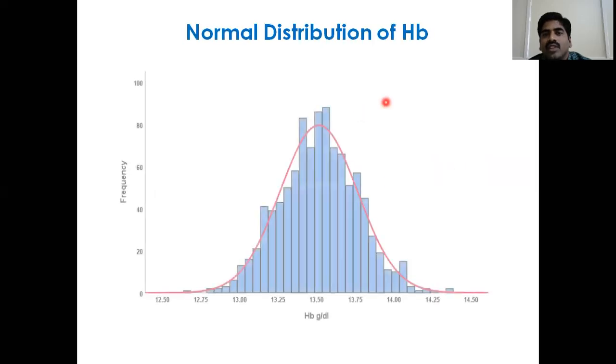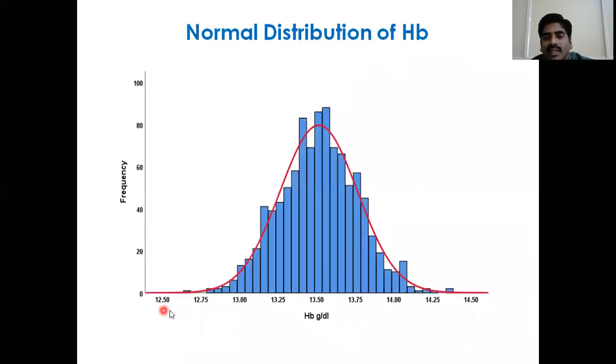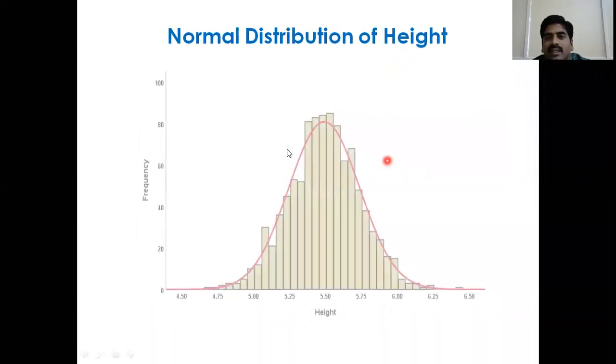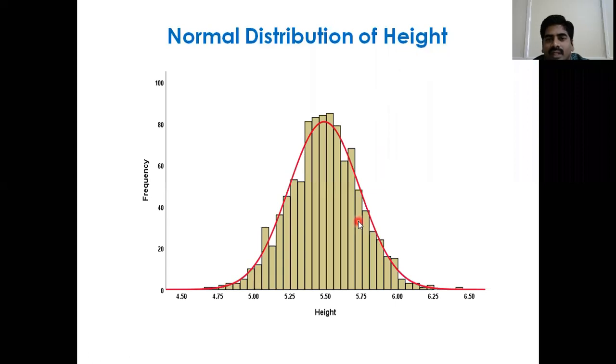So this is the normal distribution of hemoglobin. See here, in the x-axis hemoglobin values are there. This is the middle value. This is mean value 13.5 with a standard deviation 0.25, and the sample size is 1,000. And observe here, this is the normal distribution for hemoglobin, and this is the normal distribution of height.